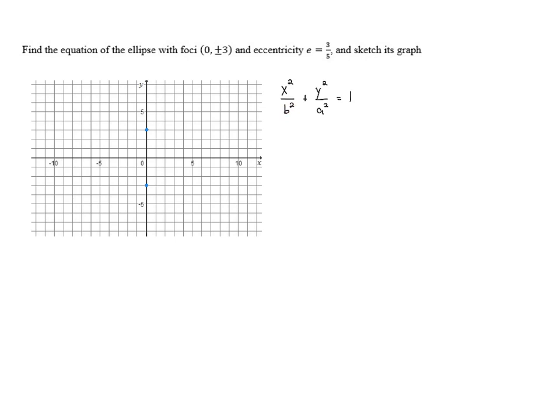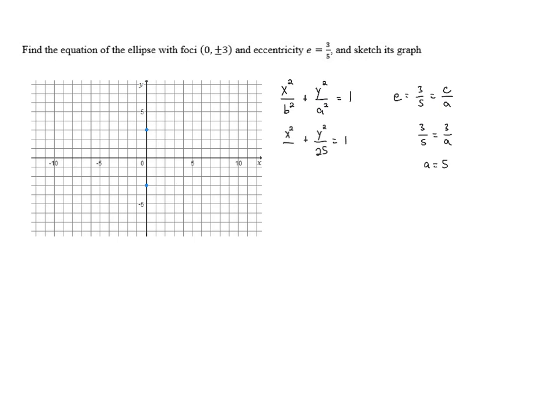Now, we know that the eccentricity is 3/5, and this is the ratio of c to a. So we have a proportion here, and we know that the value of c is 3 because the foci are 3 units away from the center. So this becomes 3/5 = 3/a. And it's clear for these two fractions to be equal, that means a must equal 5. And so the denominator of the y² term has to be 25, which is 5².